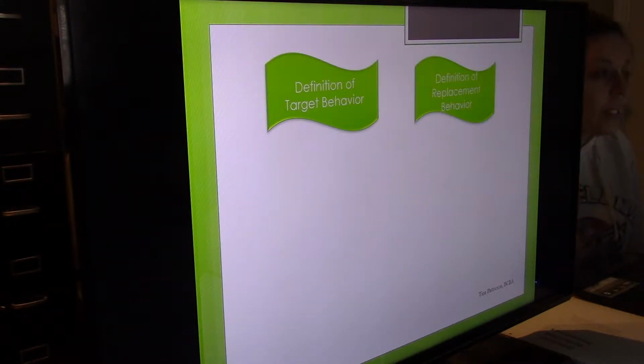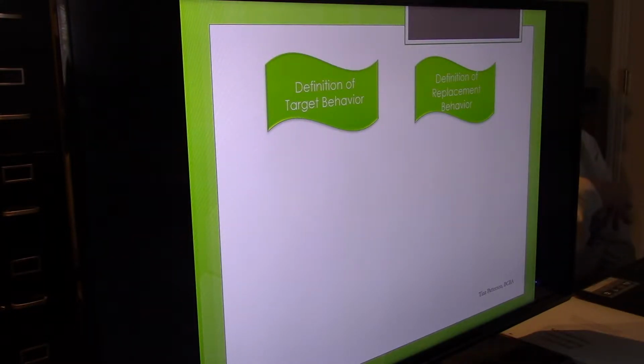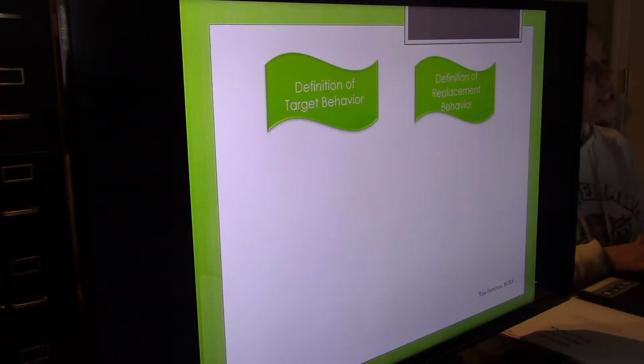Definition of the replacement behavior. Specifically, what are we going to do to make sure that she's actually being on task? What is that behavior? She doesn't pay attention, right? She's never doing her work. Well, we want her to show this behavior of following along and participating. That's our replacement behavior, the specific definition of what it looks like and what it does not.